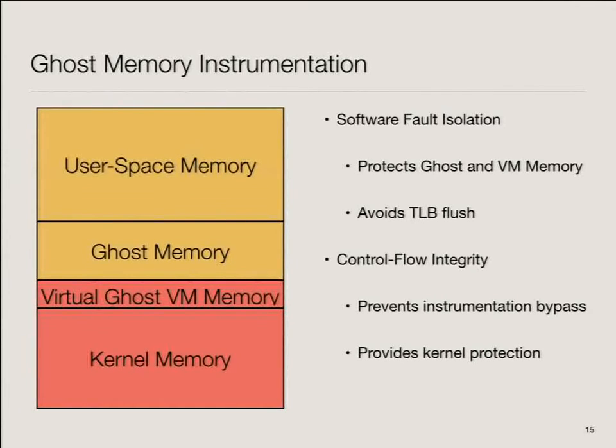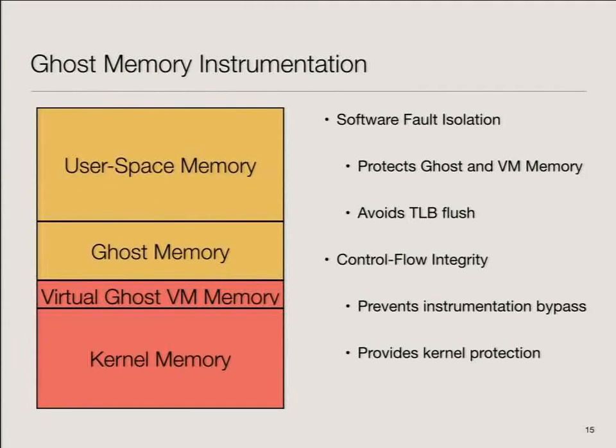If it is, it's fine. The pointer does not need to be changed. If the pointer is erroneously pointing into ghost memory or into the Virtual Ghost VM memory, then a simple bit masking operation moves the pointer into kernel memory. In this way, we are guaranteed that all loads and stores are either accessing user space memory or kernel memory, but not ghost memory and not VM memory.